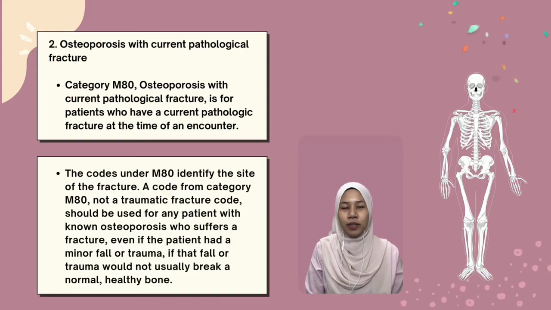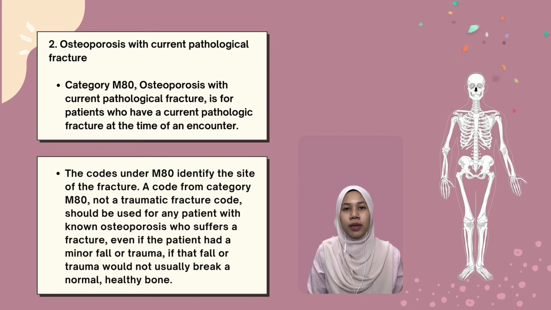My name is Siti Haja binti Nur Hisham, and I will continue with osteoporosis with current pathological fracture. Category M80, osteoporosis with current pathological fracture, is for patients who have a current pathological fracture at the time of an encounter. The code under M80 identifies the site of the fracture. A code from category M80, not a traumatic fracture code, should be used for any patient with known osteoporosis who suffers a fracture, even if the patient has a minor fall or trauma, if that fall or trauma would not usually break a normal healthy bone.